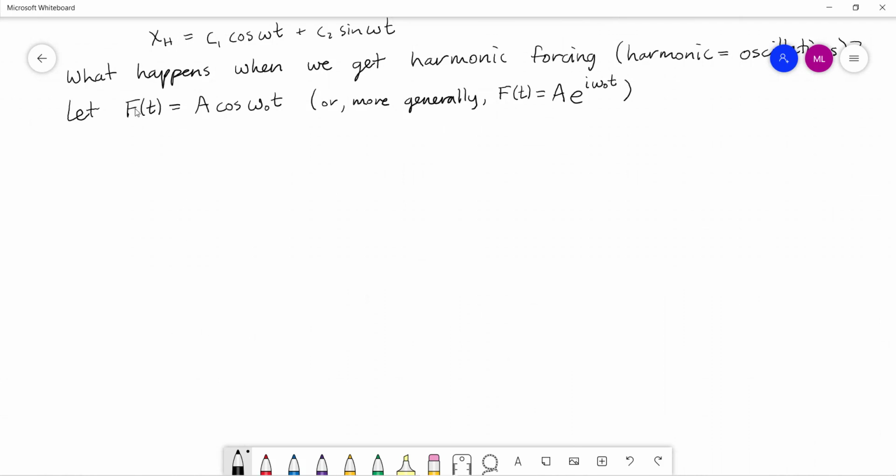Now let's come back to forcing. So our system naturally oscillates essentially at some frequency omega. That's how quickly it oscillates. We're going to now add an external forcing.